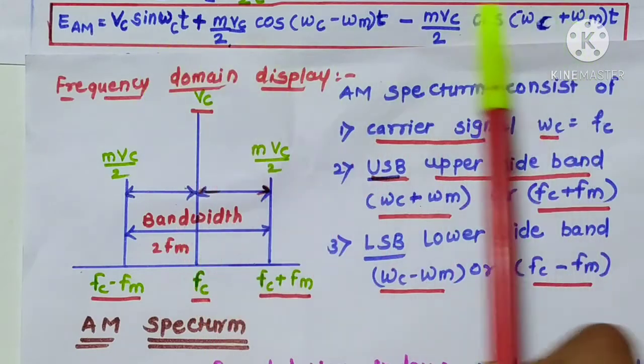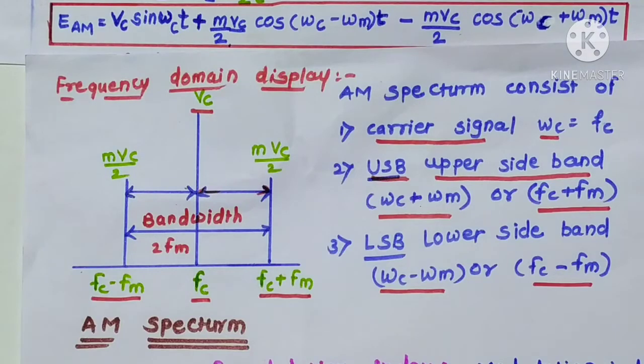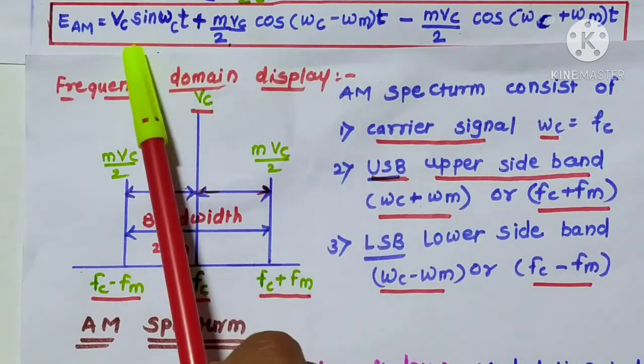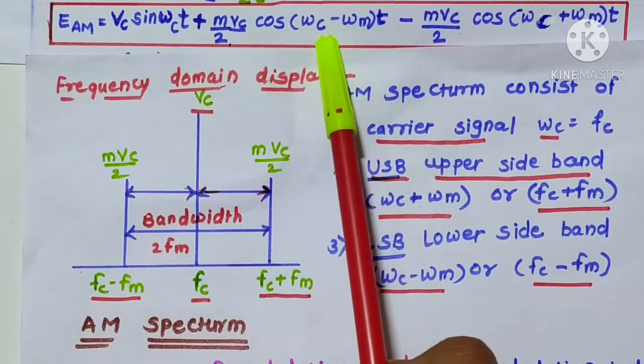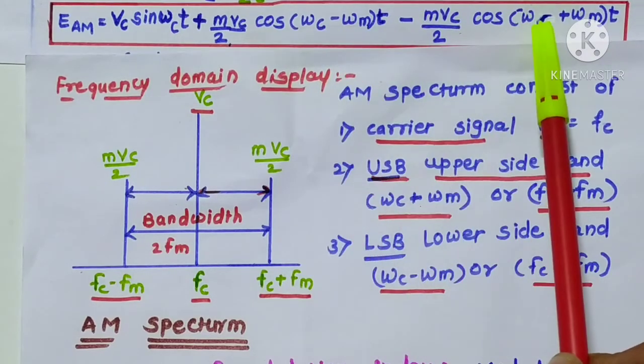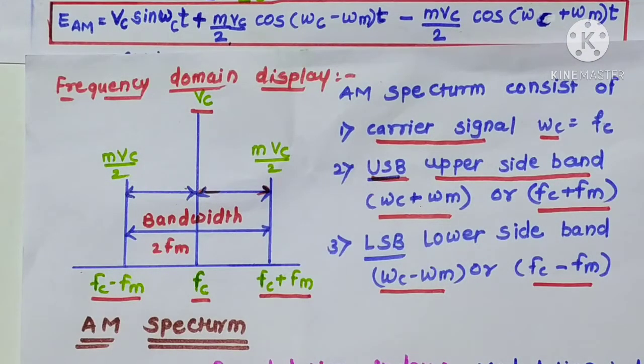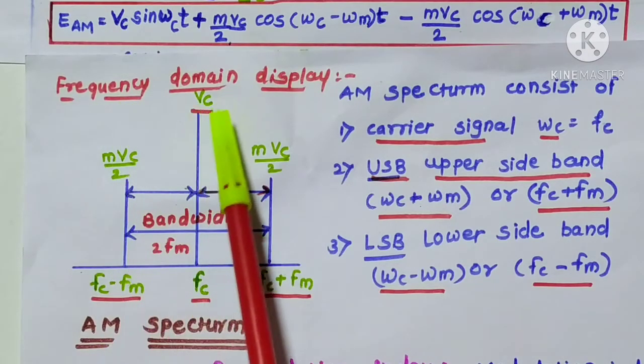Students, you can see there are three terms in this equation of the AM signal. The first one is the carrier, the second term is the lower sideband, that is LSB, and the third one is the upper sideband, that is USB. These three terms are represented in the amplitude modulated spectrum, and this AM spectrum is also called the frequency domain display.